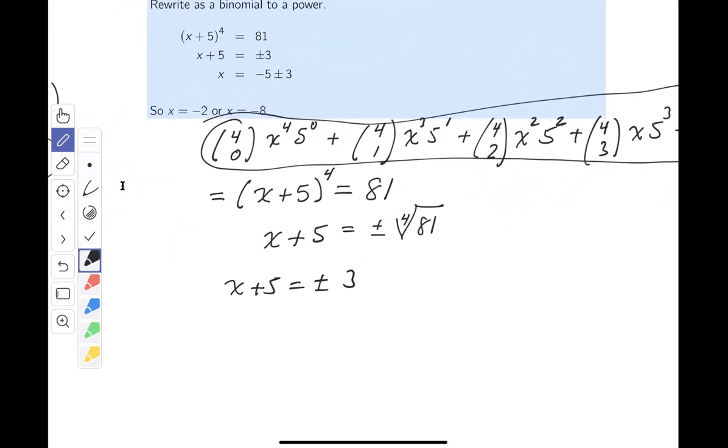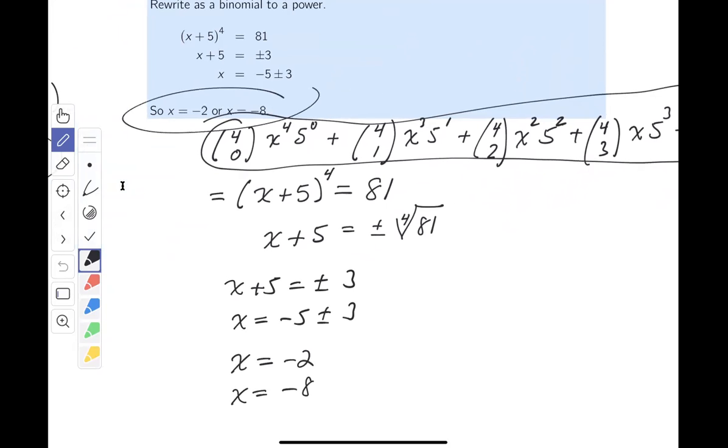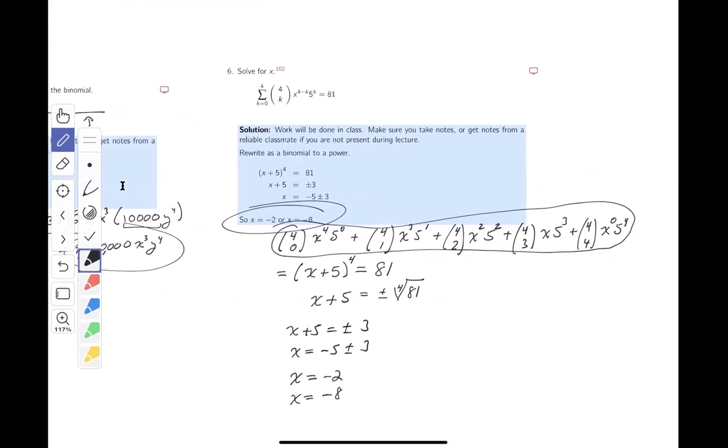3 to the 4th power is 81. So x equals minus 5 plus or minus 3. What does this give you? X equals minus 5 plus 3, which is minus 2. The other answer you get is x equals minus 5 minus 3, which is minus 8. Those answers are listed for you right here. All right, so that's number 6. We just finished that one off.